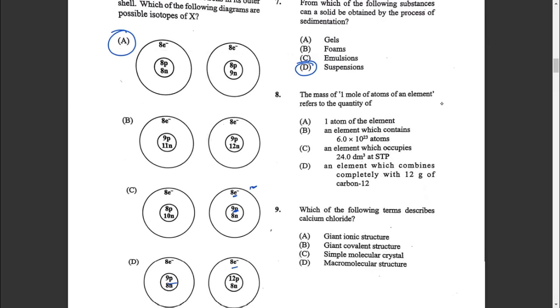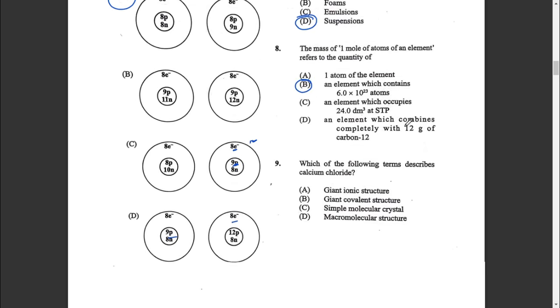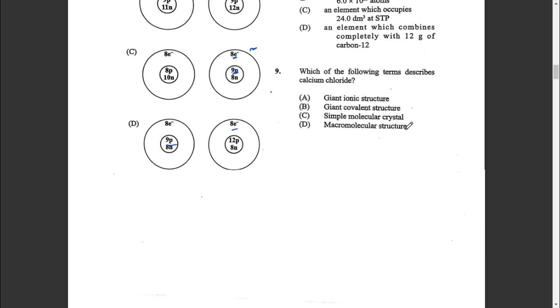Question 8. The mass of 1 mole of atoms of an element refers to an element which contains 6.02 times 10 to the 23 atoms, which is the Avogadro's number or constant. Question 9. Which of the following terms describe calcium chloride? Calcium chloride is Ca2+ and Cl-. These opposite charge ions interact with each other to form the ionic structure or the ionic compound, and so that is A.